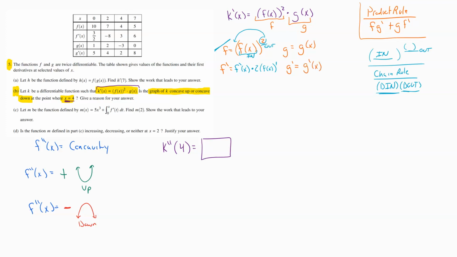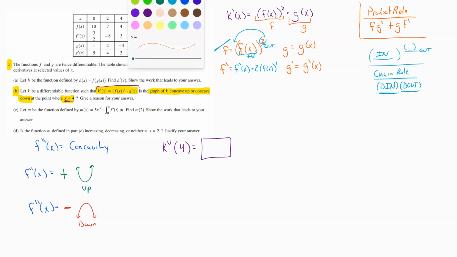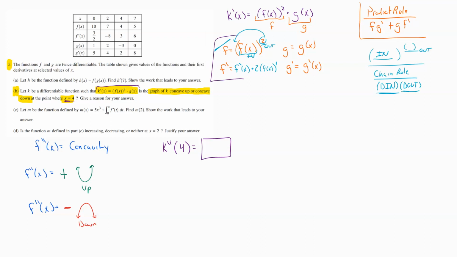That would be g prime of x. So now that we have, I just refer to these pieces here. These are what I refer to as the ingredients. We just need to follow our product rule recipe to get out our second derivative.